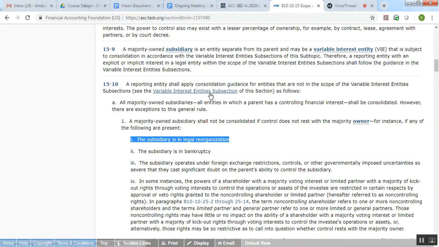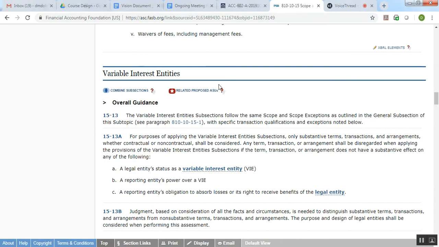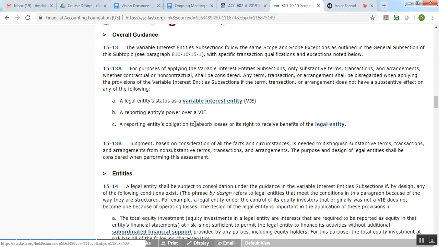Those are just some pitfalls that you need to be aware of, whether it says if any or if all. Make sure you understand how they're using their double negatives. Let's jump ahead to the variable interest entity subsection. This is the variable interest entity subsection, which follows the same scope and scope exemptions as outlined in the general subsection of this subtopic, which is what we just read.